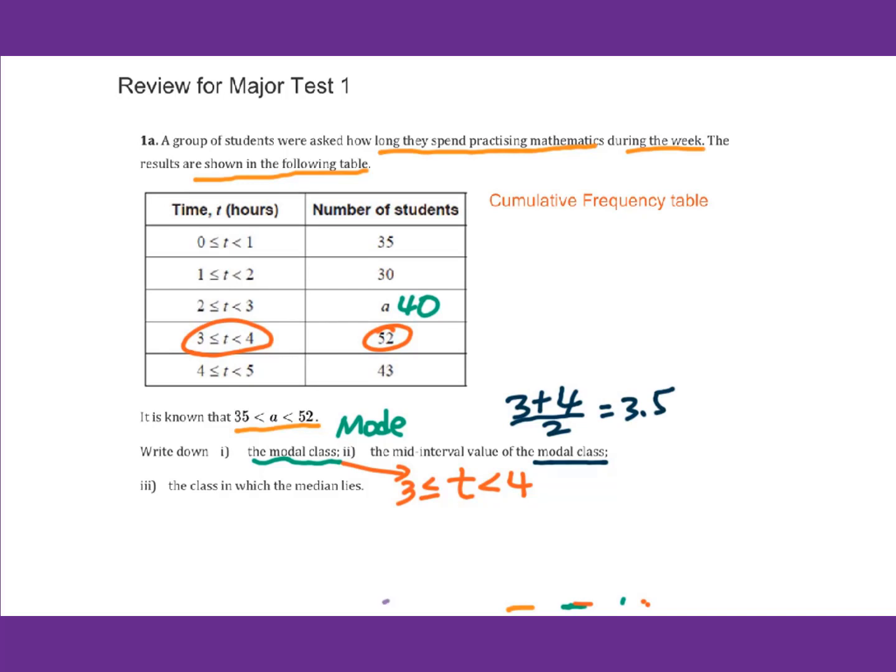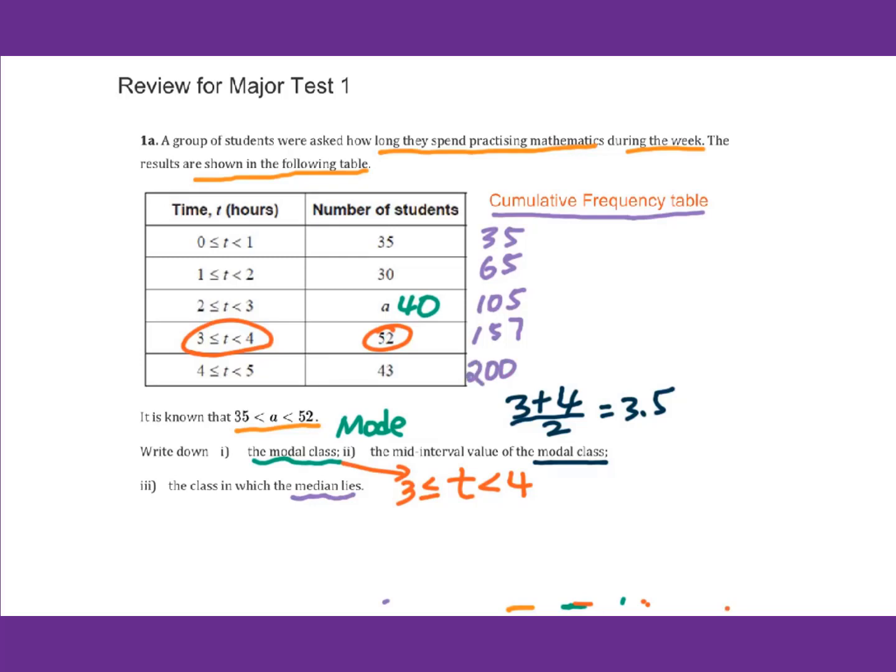For the third, the class in which the median lies. We just use this 40. If you pick 45, just use it. Any number between 35 to 52 always works. But when you're looking for the median, remember you have to get the cumulative frequency table. I have 35 here, add 30, 65, add 40, 105. Add 52, you get 157. Add 43, you will get 200.